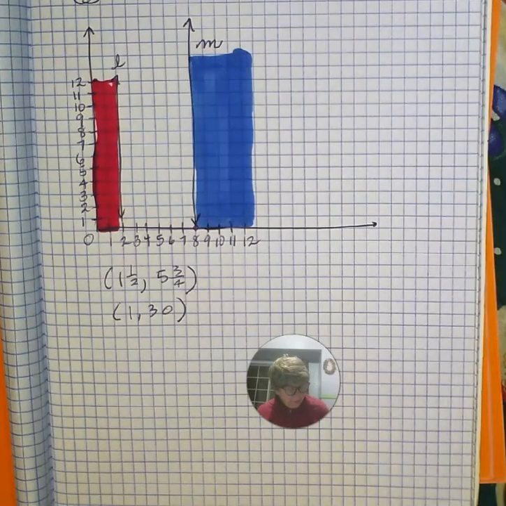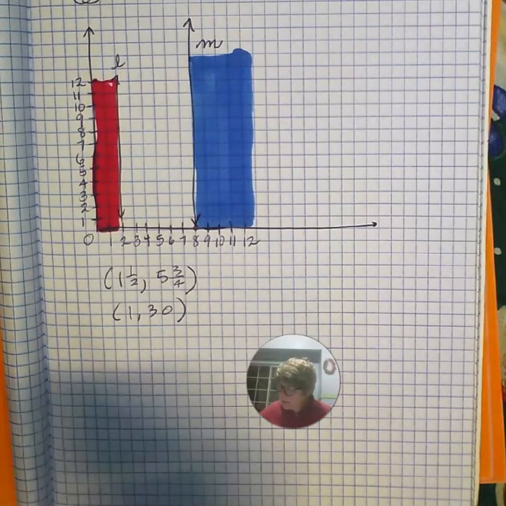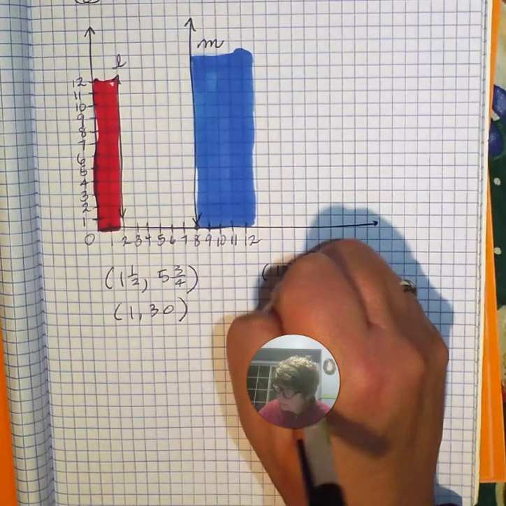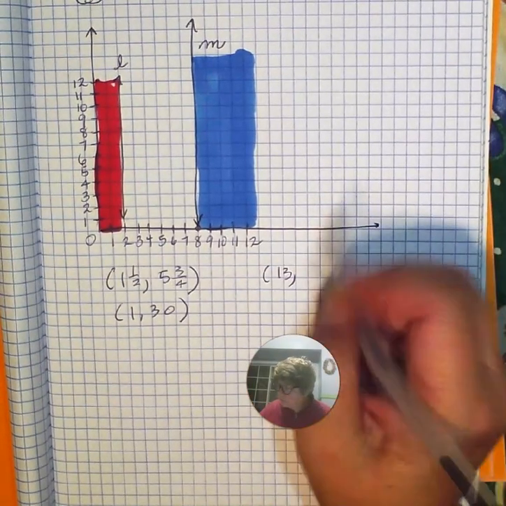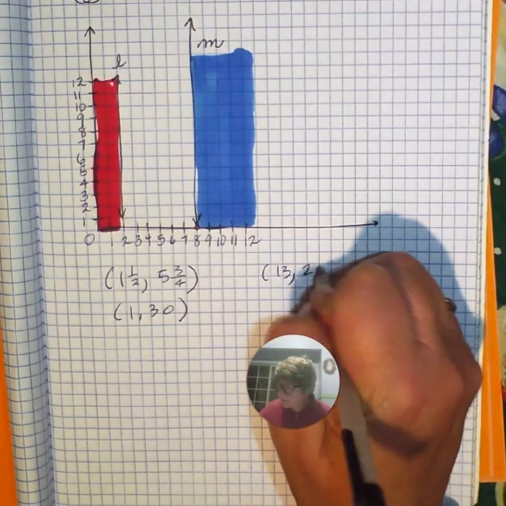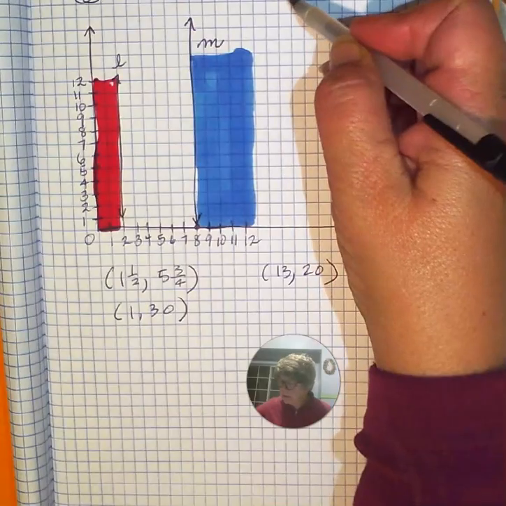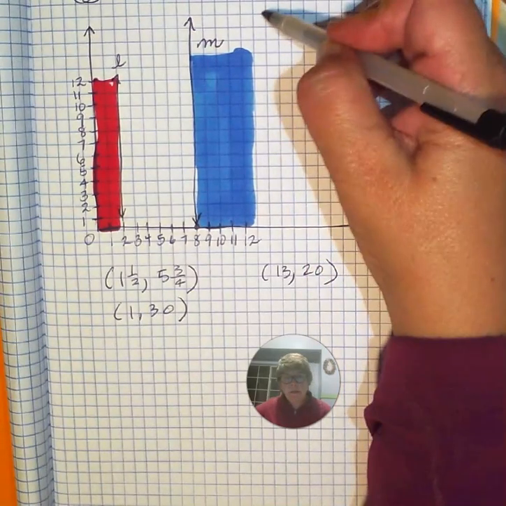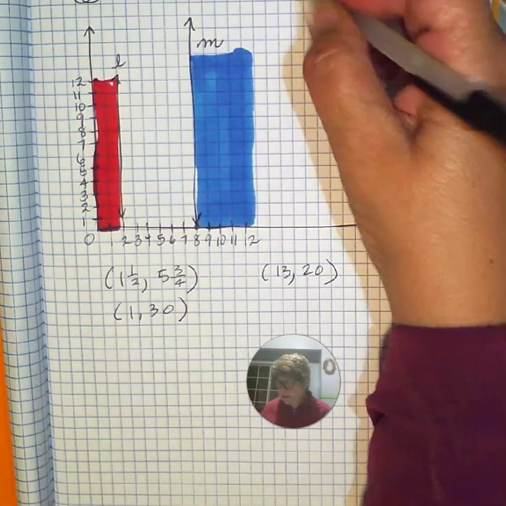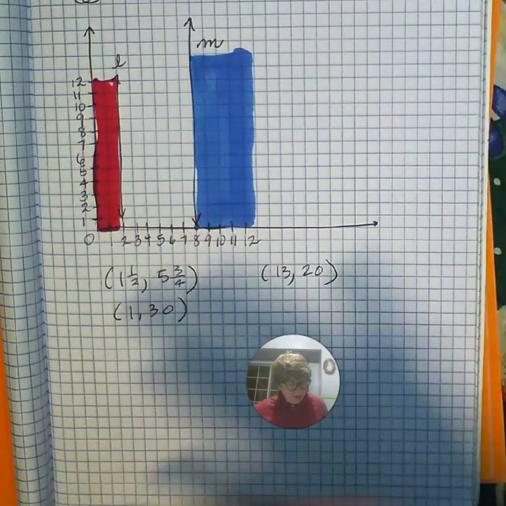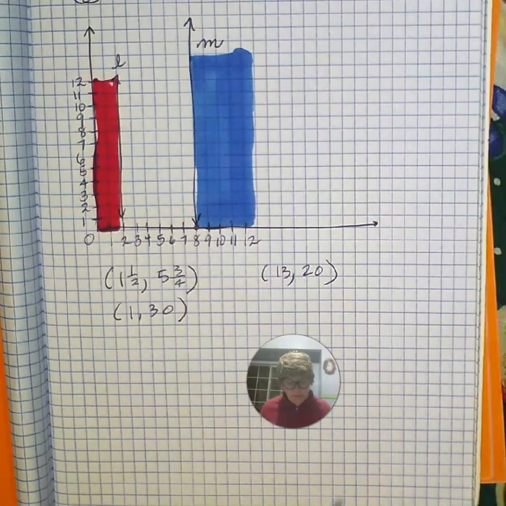Identify the coordinates of a point that is in the blue region but that we can't see on our coordinate plane. Got an idea? I'm thinking about 13, 20. 13, 20 would be about here, right? Okay, 20 probably further up there. But it would be in the blue region because we know that our blue region goes on forever.